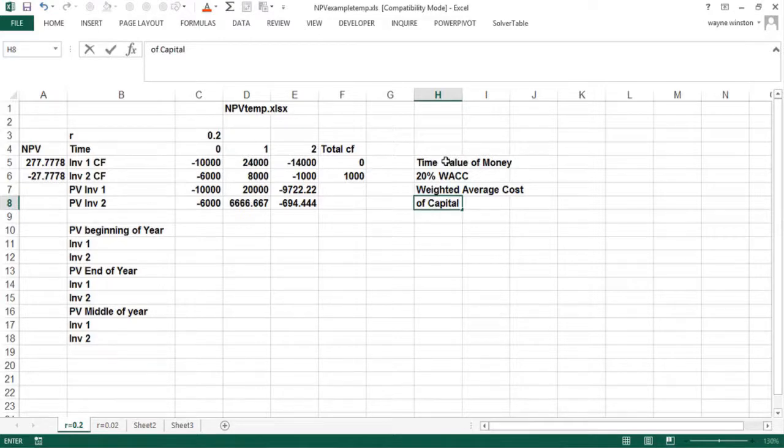Some companies will use a higher discount rate for riskier projects, but that's more a finance question, and I don't think we'll get into that in our videos. I'm not an expert on that topic.